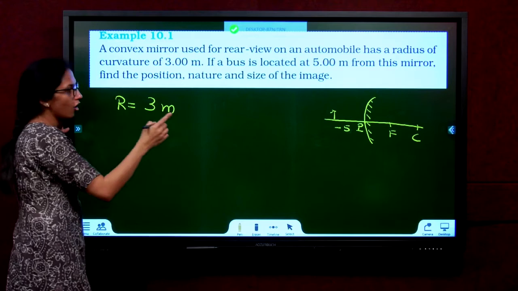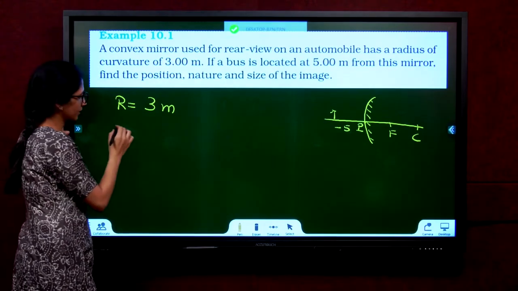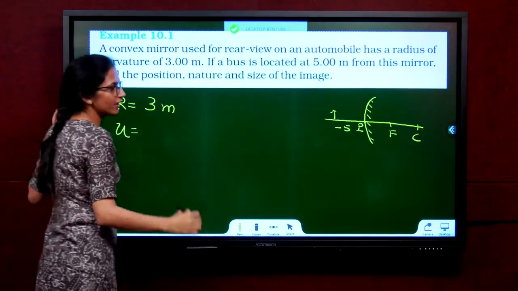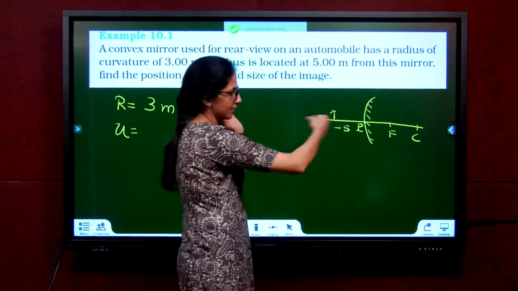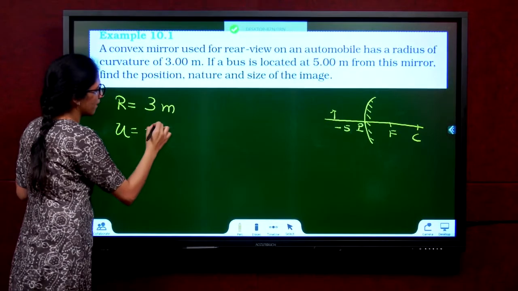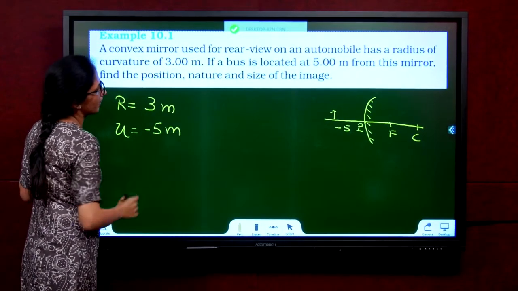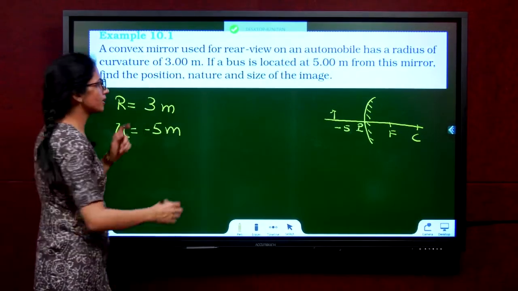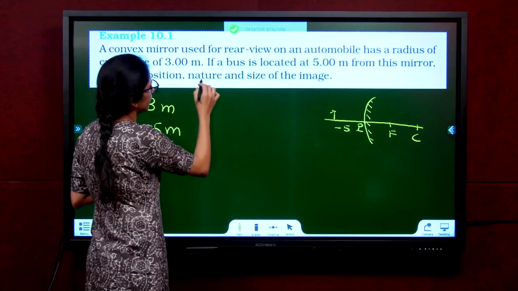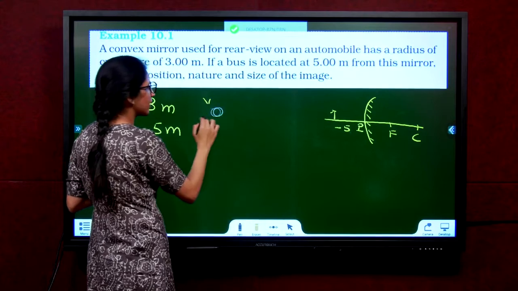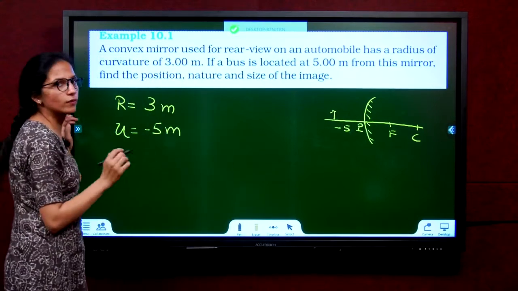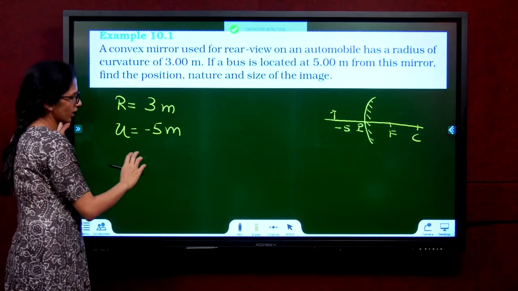So they've given object distance. U is the object distance. U is 5. Is it plus 5 or minus 5? See, it's going from here to here. Left side, this side is negative. So minus 5 meters. Position means what? V. Nature and size comes with M. Suppose HI or H0 is given, you have to find. There is no H given here, so we don't have to do the last step. Let us try how to do this now.